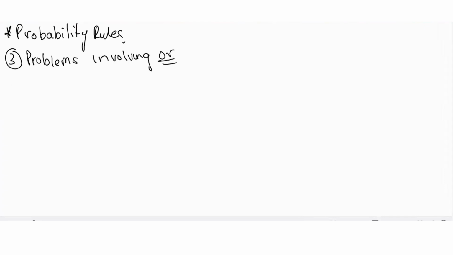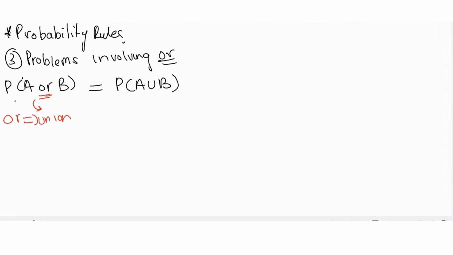We talked about the basic rule of probability and we talked about the complement rule. We want to now talk about problems involving OR in probability. So if we're given probability of A or B, the first thing to remember here is that OR means union. Whenever you see probability of A or B, we're referring to probability of A union B.